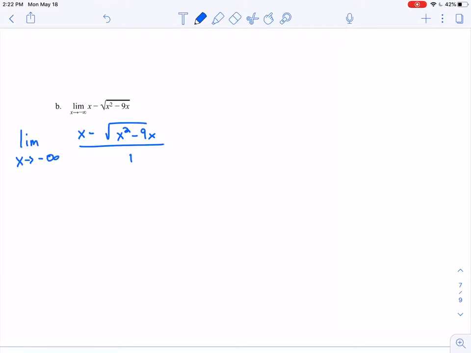What I'm going to do is something most of you probably wouldn't think to do, because most of the time when we did this, we were trying to get rid of the radical in the denominator. But here I'm going to try and get rid of that radical in the numerator. I am going to multiply by the conjugate here. So I'm going to multiply by x plus the square root of x squared minus 9x, and then in my denominator I should do the same exact thing in order to keep this expression equal: x plus the square root of x squared minus 9x.